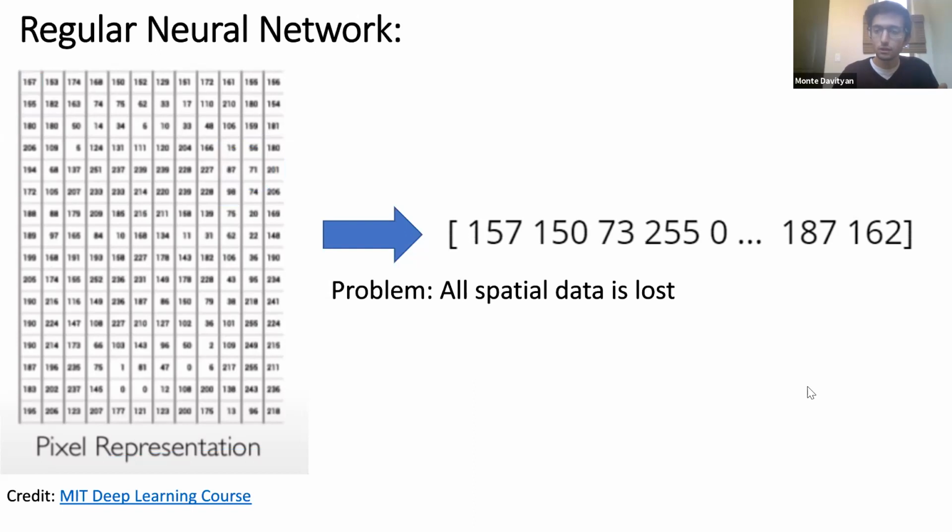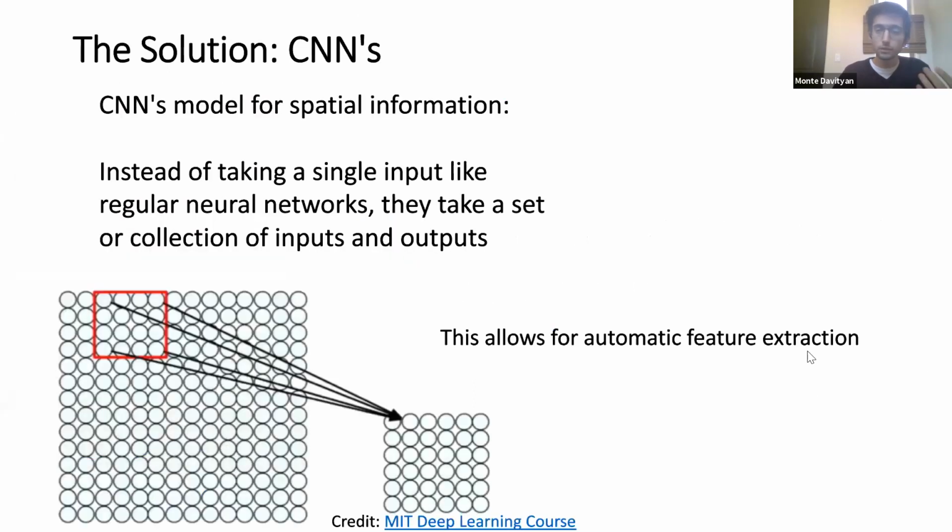It just loses all the spatial data. The solution is the convolutional neural network, and the convolutional neural network can actually model this spatial data. Okay, how does it do this? And what do I kind of mean by that?